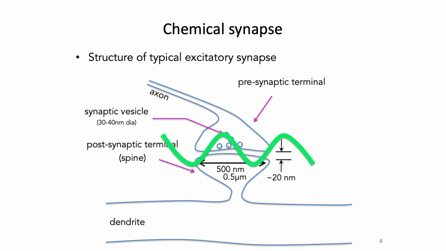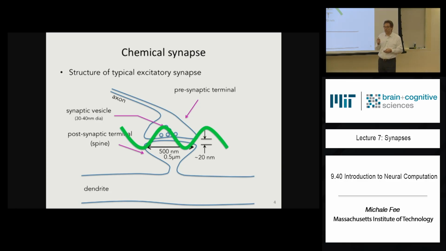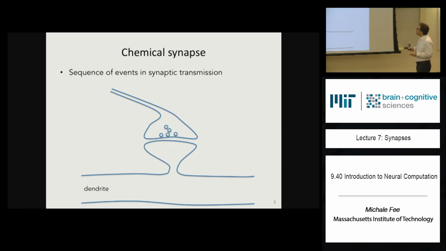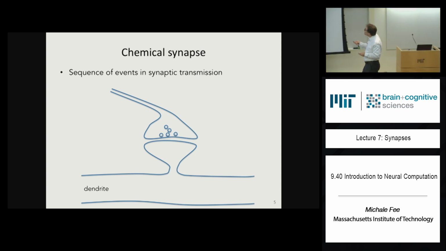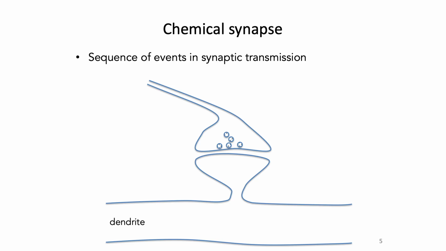The synapse is really tiny. Its size is about equal to one wavelength of green light. So it's a tiny structure. There's a lot going on inside that little thing, though, and we're going to walk through the sequence of events that describes how a presynaptic action potential leads to depolarization in a postsynaptic neuron.